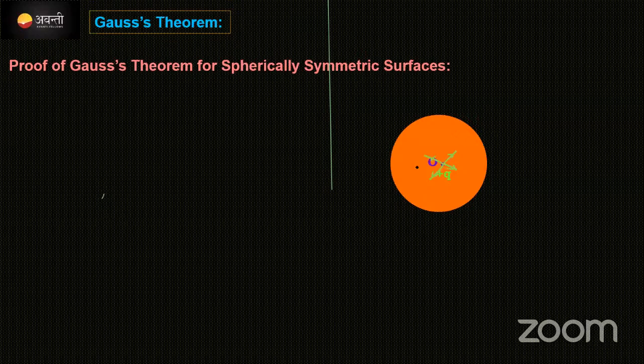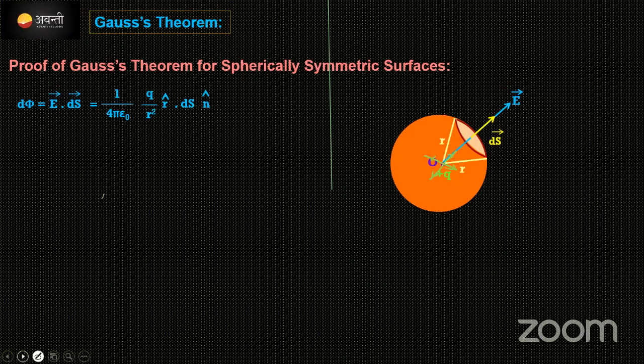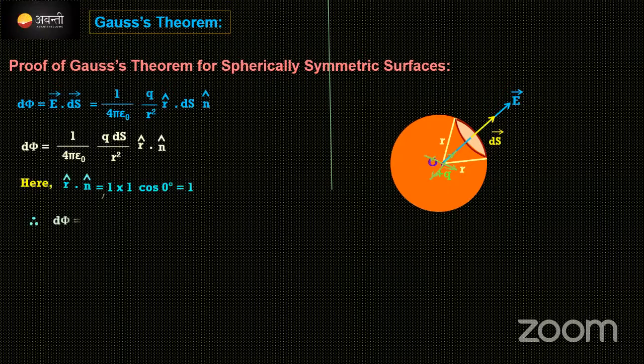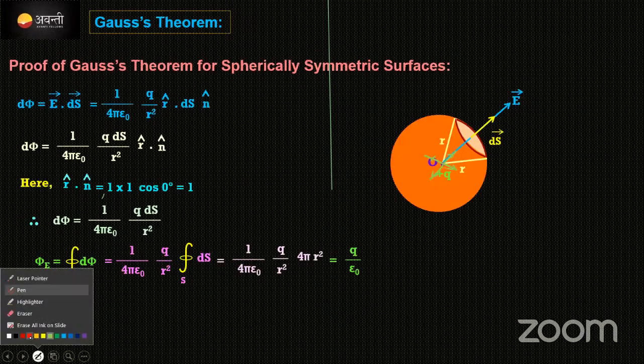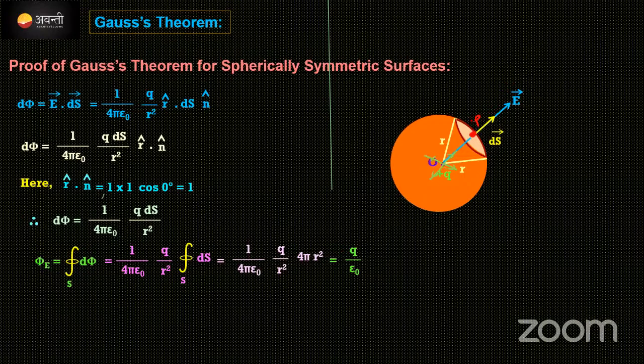If I want to find out the electric field intensity at a point P on the surface, I consider a point P on this surface. Suppose this is the point P. On this point P, I want to find out the electric field intensity due to this positive charge which is enclosed inside the surface. That is what I actually want to find out by using the Gauss theorem.